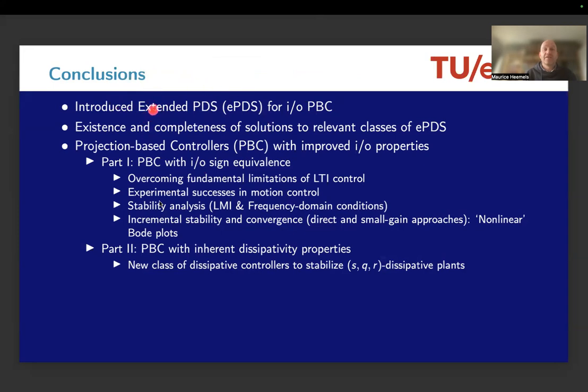I introduced the class of extended projected dynamical systems, so ePDS, because we needed them for studying projector-based controllers, where we want to use projections to change the input-output properties of the plant. So we studied existence and completeness of solutions to these ePDS, and I showed you how these projection-based controllers, so these that change the input-output properties, can be used, one, for changing or guaranteeing sign equivalence of input and output of controllers, which is very useful for overcoming fundamental limitations of LTI control.